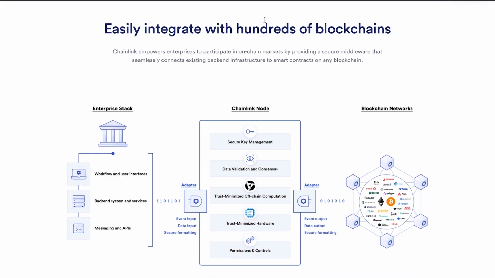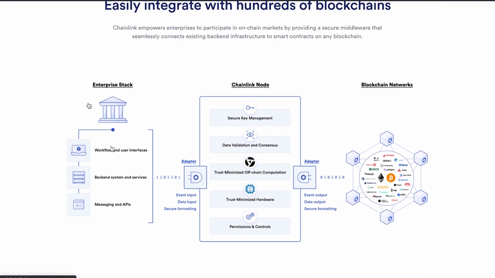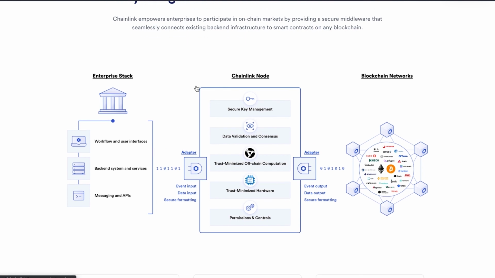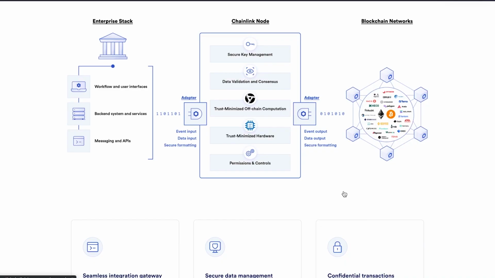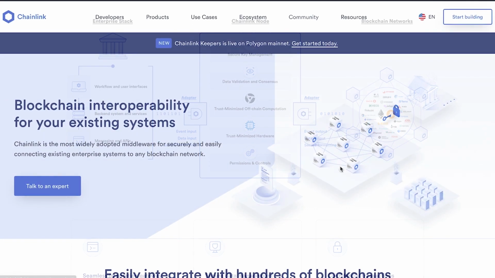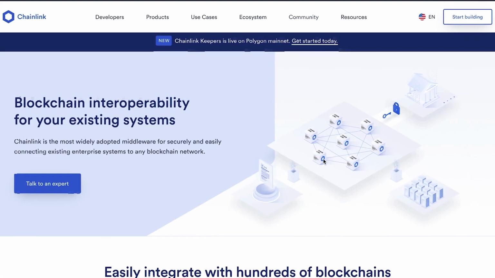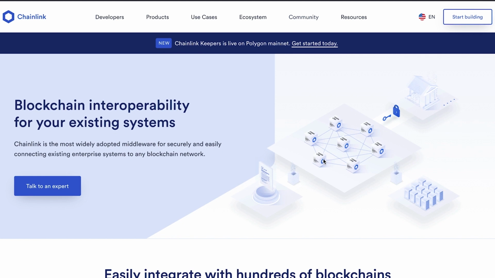So as we're scrolling through their website, you can see that, like, easily integrate with hundreds of blockchains. You have this enterprise stack or database that goes through this Chainlink node here, and it allows it to access blockchain networks. So think of it as kind of the gateway from the existing data infrastructure and the existing systems to blockchain networks through Chainlink. Okay, guys, so I know this is a lot, but this is just a kind of 30,000 foot view of utility. This is just a good example.